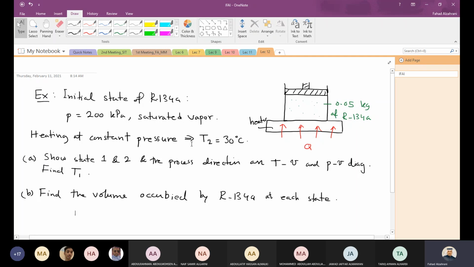So the question has two parts. The first question: I want you to find the temperature T1 at the first state, and plot the TV and PV diagram showing the state and the process direction. This is the first problem. The second question is to find the volume in meter cubed occupied by the refrigerant at each state.